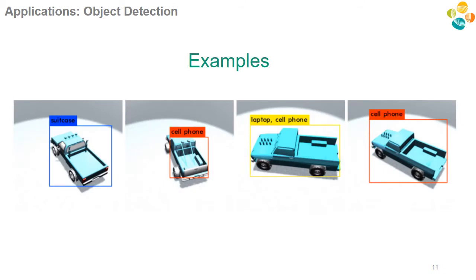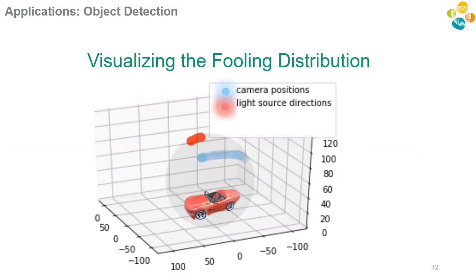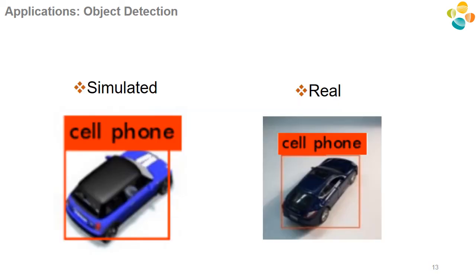Here we show some examples from the generated images. We can see that the truck is misclassified as a laptop or a cell phone by the YOLO version 3 detector. Here we visualize the distribution of the camera view angles and the light directions that will constitute a threat to the YOLO detector if the object was a car. On the left, we show a simulated image from these threat angles, where the object was misclassified as a cell phone. On the right, we show how a real photo taken from the same angle as the simulated one actually results in a similar misclassification.